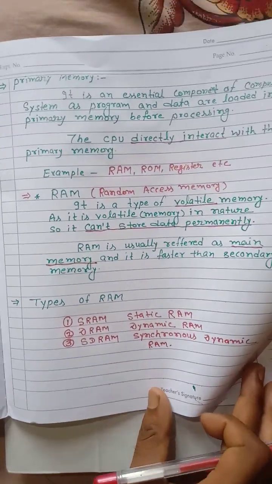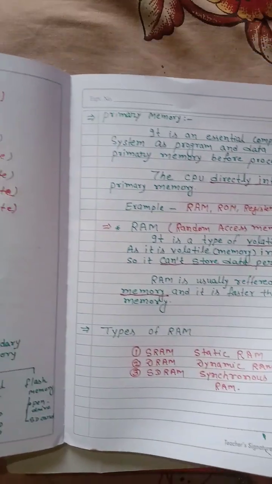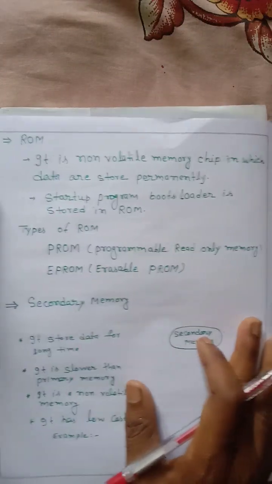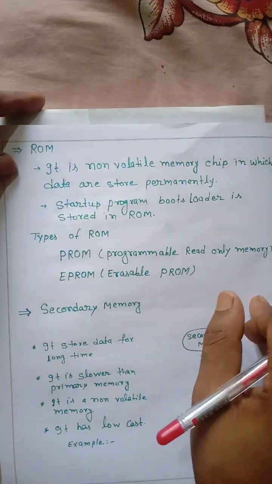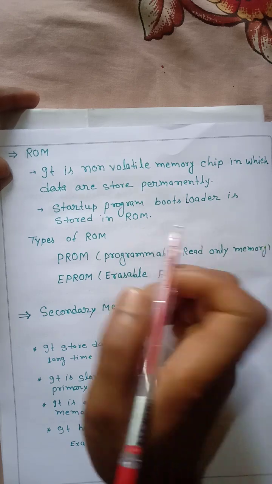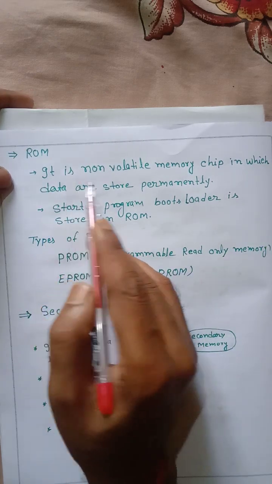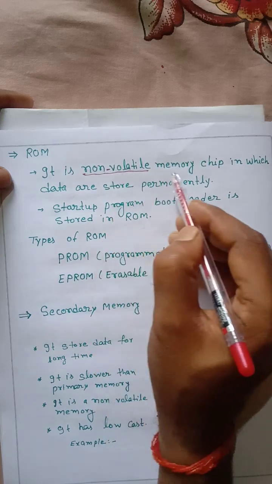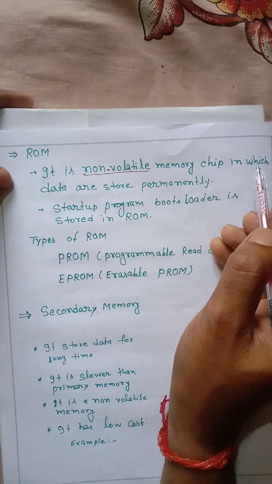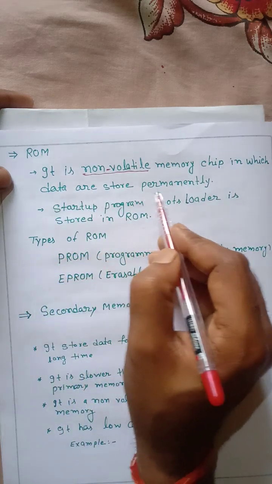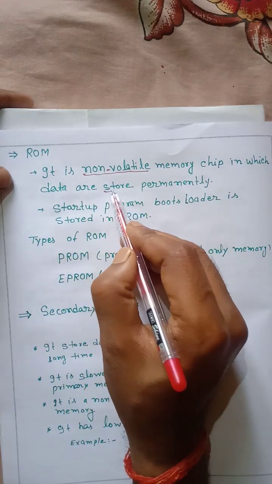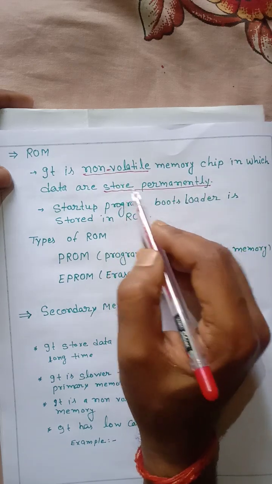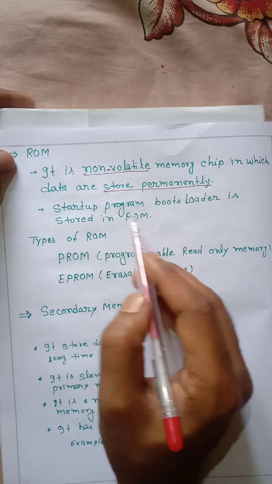Now come to the point, what is the ROM? ROM is the non-volatile memory. As we prepare the definition here, let's continue our definition. It is a non-volatile memory chip in which data are stored permanently. Data stored permanently in ROM.